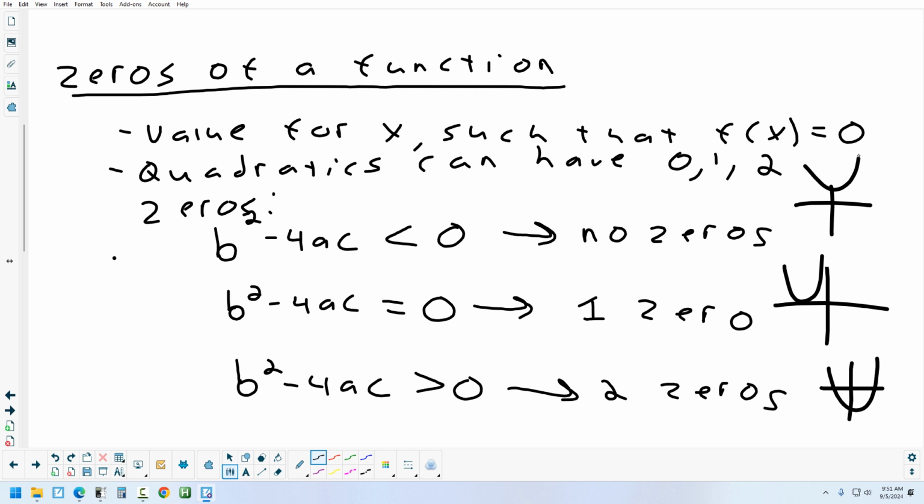Now, if you want to know where it crosses the x-axis, b squared minus 4ac doesn't tell you that. If you want to know exactly where it crosses the x-axis, then you have to do the whole quadratic formula out. But if you just want to know how many times it will cross the axis, do this calculation, and the result will tell you. All right, so that is section 1.5.